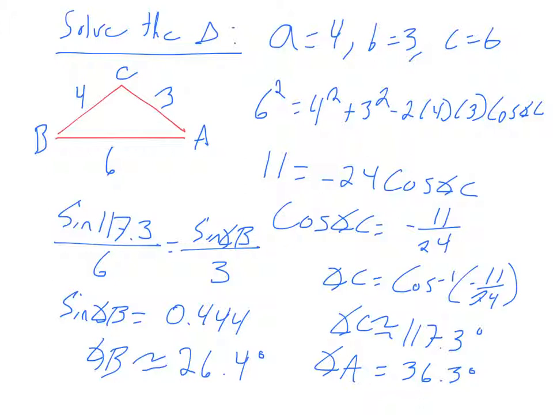Okay, so there we go. We found all three of the angles in that side triangle. We used law of cosines, then law of sines, and then finished up with 36.3.